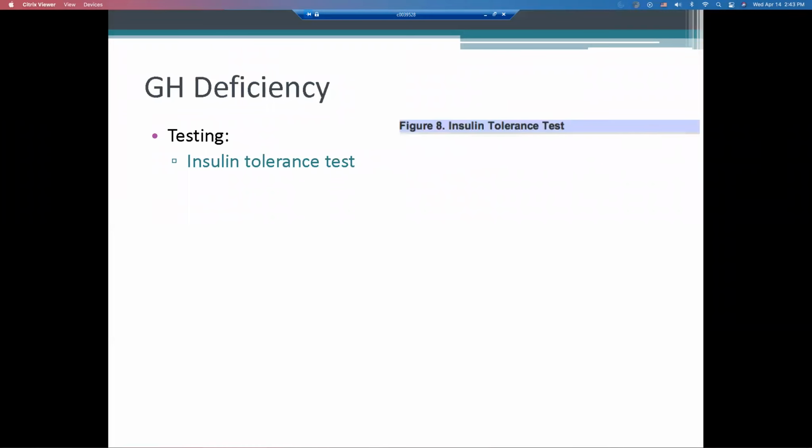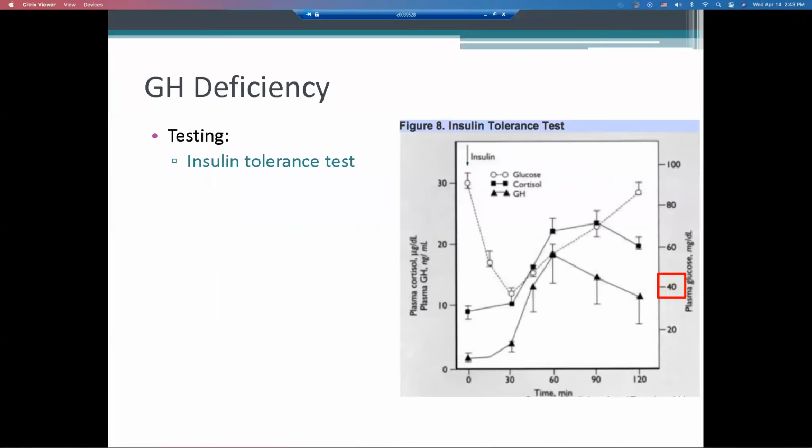The stimulation test is either an insulin tolerance test. We have a nice graph here actually, so let's talk about it. These open circles are glucose levels, and the arrow here is the insulin. Say the patient's normal fasting glucose was 90. You inject insulin and drop their glucose below 40 milligrams per deciliter. This is a stressful situation for the body. Stress will induce both growth hormone and cortisol.